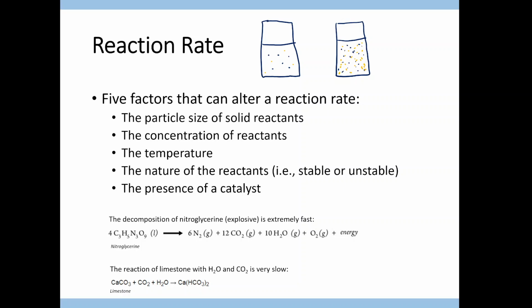Next is the temperature. So, like I said, collisions have to occur for a reaction to occur. If you increase the temperature, then the movement of these particles is faster, and so they're more likely to collide with another. The nature of reactants. So if a reactant is stable or unstable, it can influence reaction rate. Stable meaning lower energy, unstable meaning higher energy. Something that's unstable is more likely to react. It's higher energy and available to be reacted with.